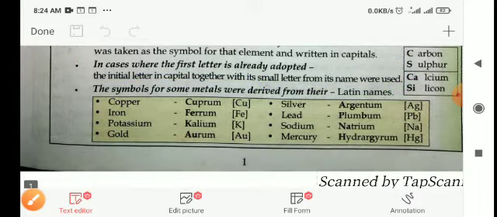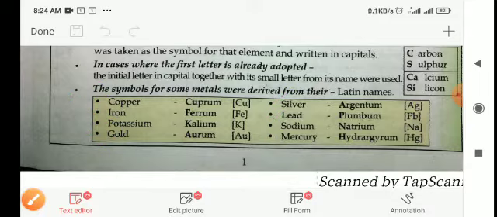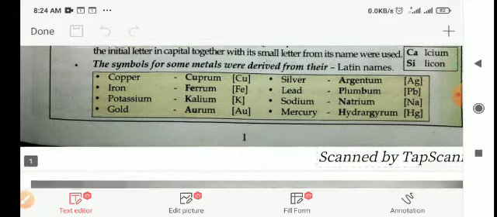The symbols for some metals were derived from their Latin names: copper, cuprum; iron, ferrum; gold, aurum; silver, argentum; lead, plumbum; sodium, natrium; and mercury, hydrargyrum. These are the Latin words from which the symbols have come.